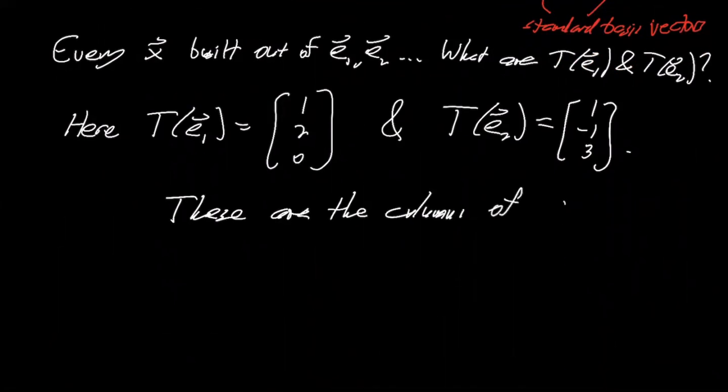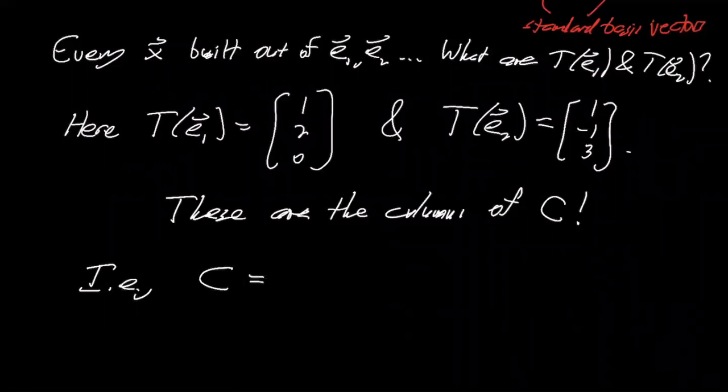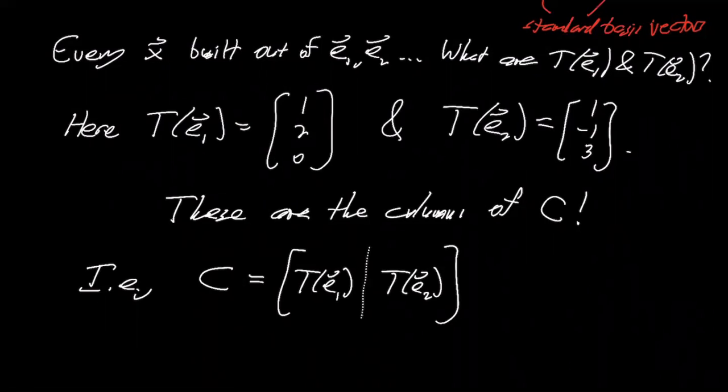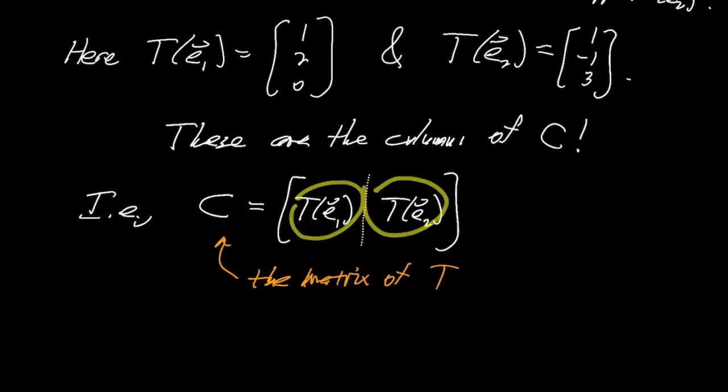In other words, C is the matrix whose columns are T of E1 and T of E2, right? So that's the matrix made up. And C is the matrix for T, right? Go back to the solid lines. So this is the matrix for T. And in fact, just knowing what it does to the standard basis vectors, just knowing these, lets us make the matrix.